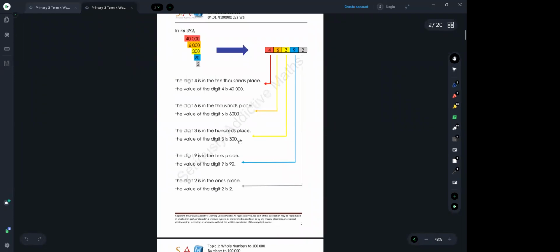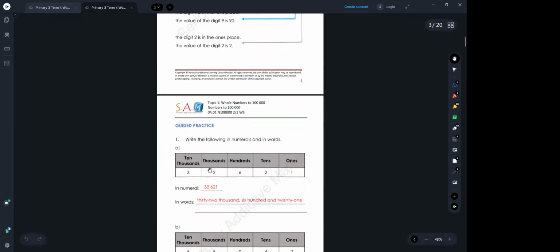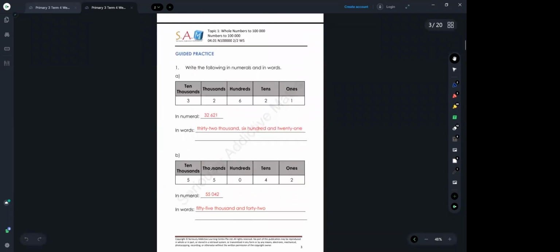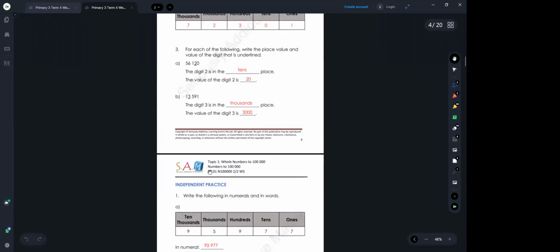The tens place, the hundreds place, the thousands place, the ones place. And very importantly, remind them of the value. So if I ask you what's the value of the digit 9, that's 90, right? Because it's 9 tens there. So they have to say it as 90. Okay, so get into the guided practice.